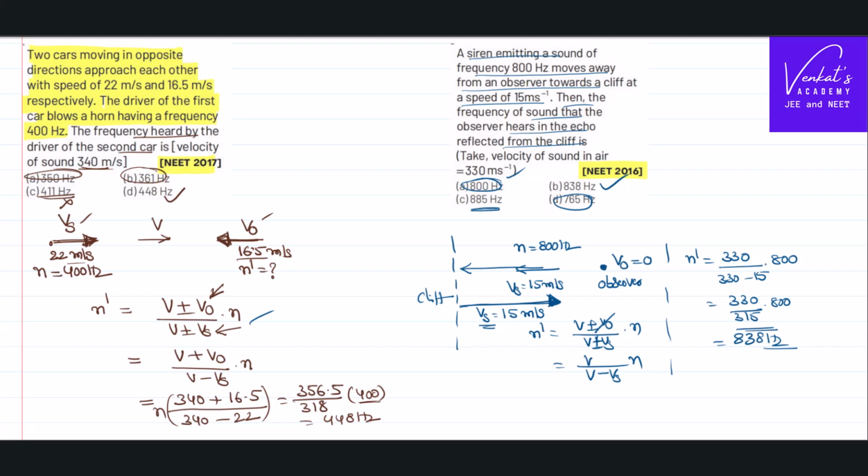So in solving both these problems, we shall remember the Doppler effect. Doppler effect means the apparent change in the frequency due to the relative motion of source and observer. That's how you have to solve these problems, writing the basic formula. Thank you for watching.